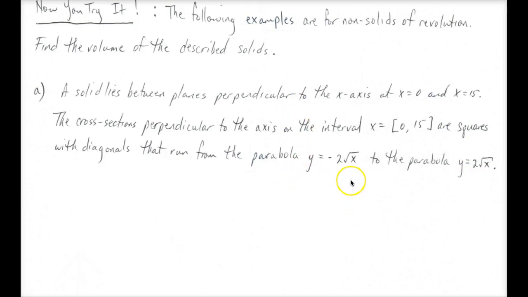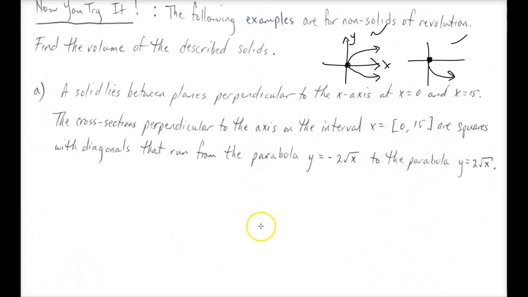So the first thing that we need to do is get a picture of what this is going to look like. If you remember, your square root functions in general look like this. And we know that 2 times square root of x is a variation on that. Of course, negative 2 times square root of x is going to look something like this. And if we put both together on the same graph, what we have is something that looks like a parabola, a function defined in terms of y.